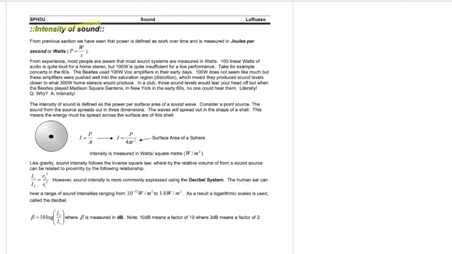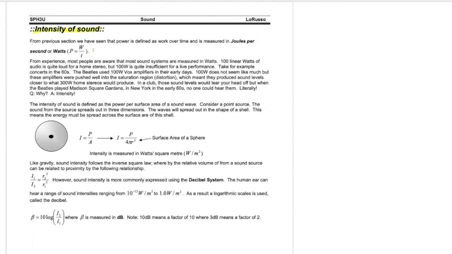So next, we're going to talk about the intensity of sound. So when we talk about intensity, most people think of the volume, how loud something is. All right. So how loud something is actually a psychoacoustic experience. So what we perceive as volume is how our brain interprets the intensity of a wave.